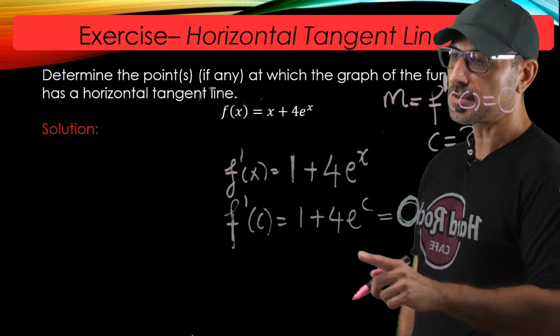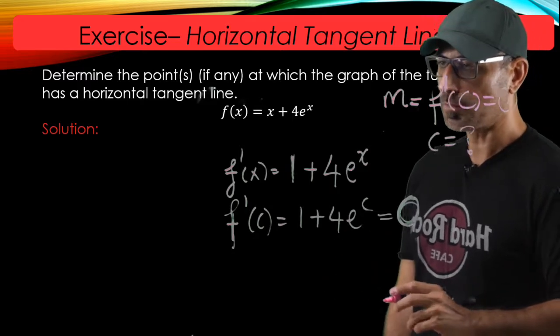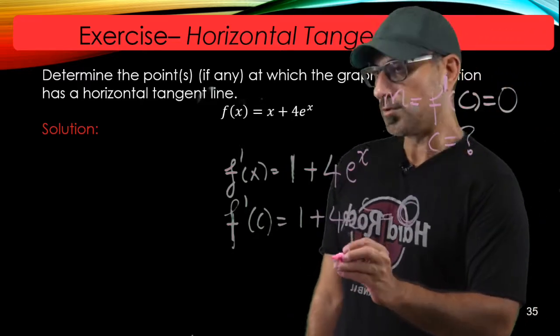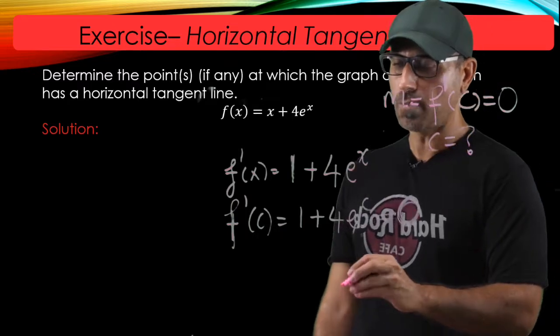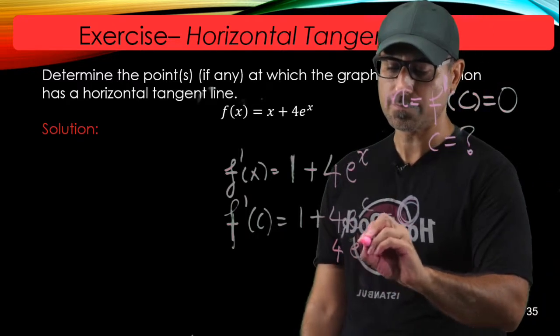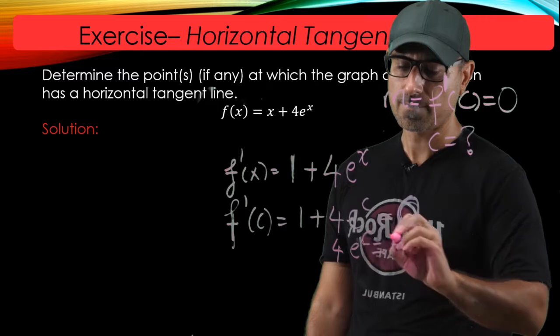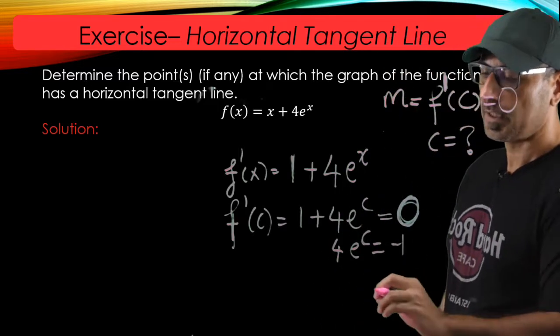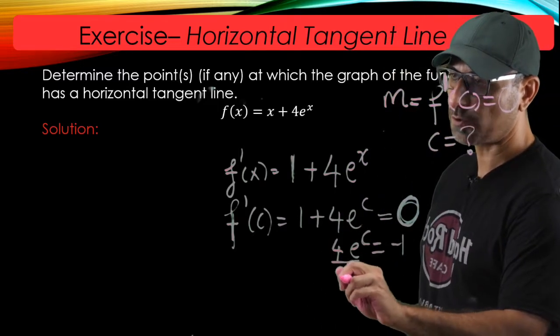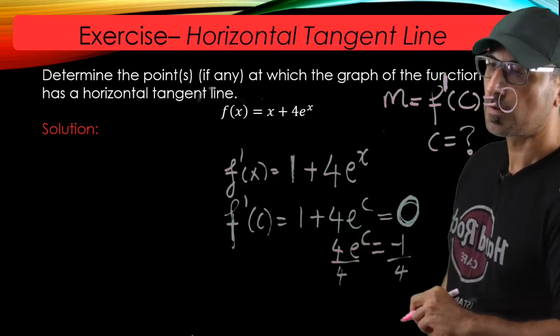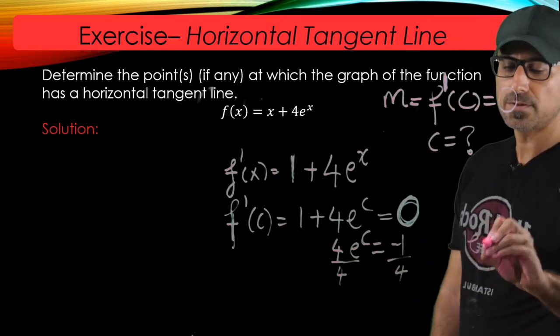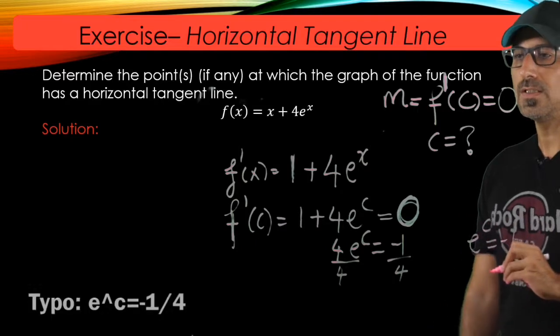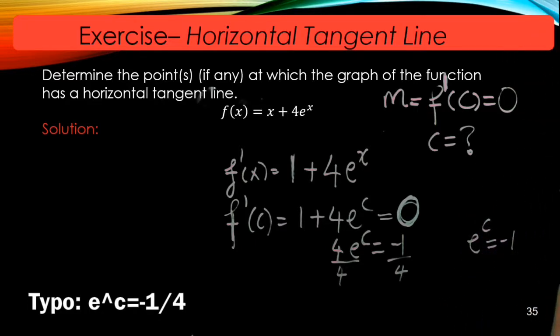The way we do it is we just leave the exponential term by itself. We achieve that by subtracting 1 from both sides. And when we divide both sides by 4, we have e to the c equals -1. So we were looking for c so that e to the c is -1.